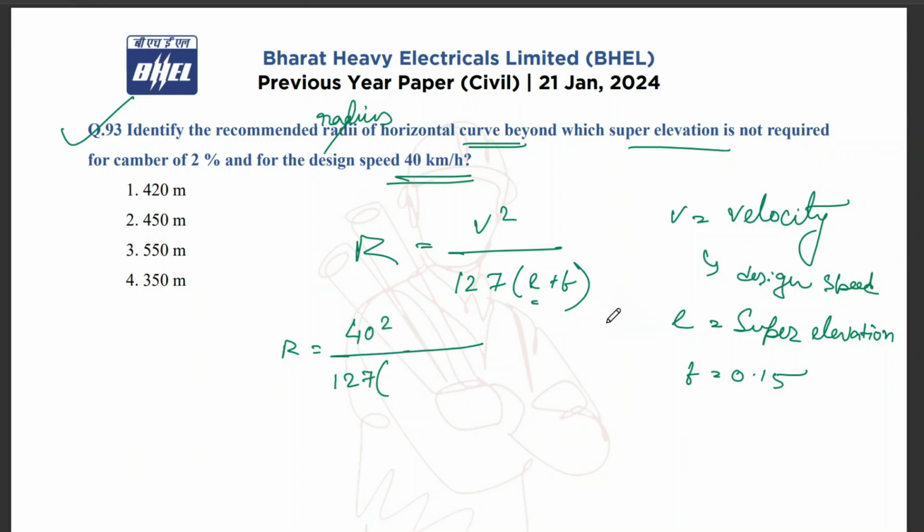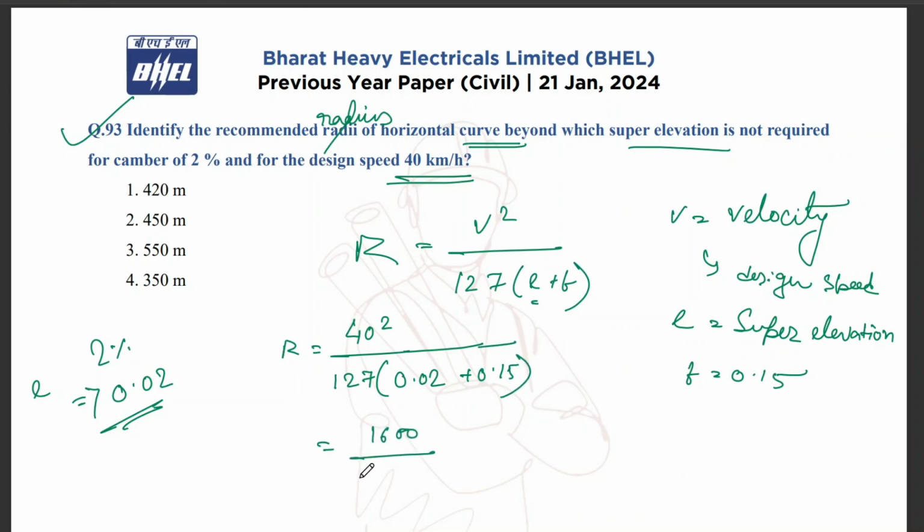When super elevation is not provided, we can take the camber as the transverse slope, meaning here the transverse slope of camber is 2%, so we can take E equals 0.02. So 0.02 plus 0.15. If we solve, it will come 1600 divided by 21.59, and after solving it will come about 550 meter. So option 3 will be our answer.